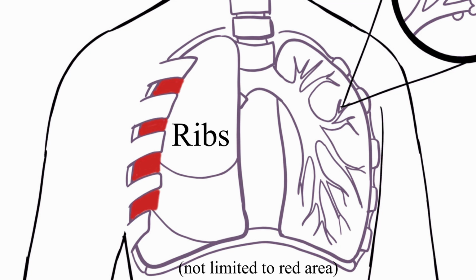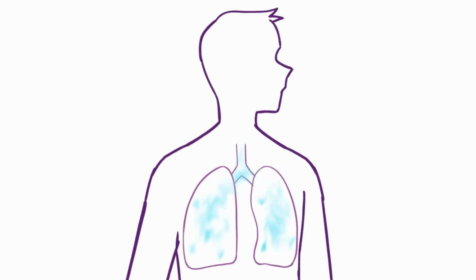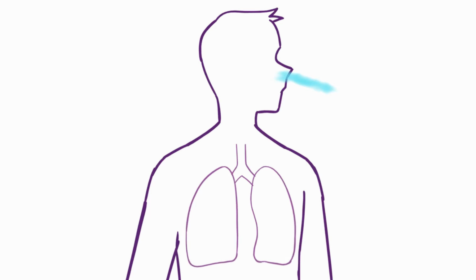They contract to pull your ribcage both upward and outward when you inhale. As your lungs expand, air is sucked in through your nose or mouth. The air travels down your windpipe and into your lungs. When we breathe out, our blood carries carbon dioxide and other waste out of our bodies.